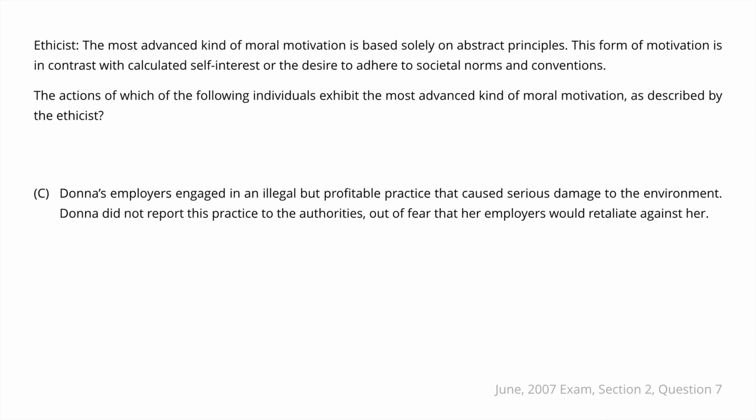C, Donna's employers engaged in an illegal but profitable practice that caused serious damage to the environment. Donna did not report this practice to the authorities out of fear that her employers would retaliate against her. Okay, so there's some clear self-interest there as well, and we can eliminate C.